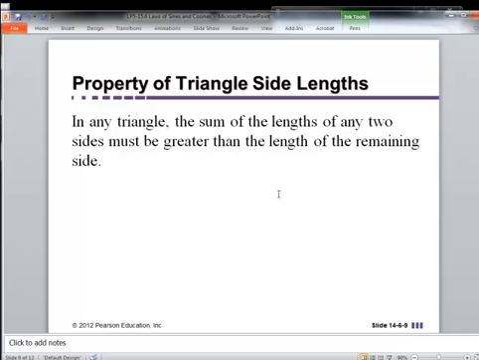In any triangle, the sum of the lengths of any two sides must be greater than the length of the remaining side. In other words, you can't have a triangle that has sides 1, 1, and 300, because the two sides, when you add them up, have to be bigger than the third side.